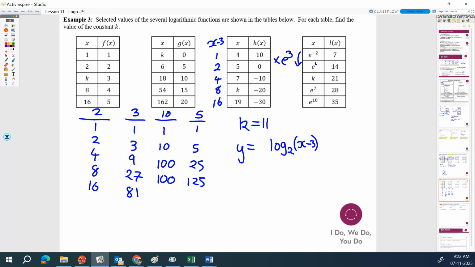So in our last one, what is k going to be equal to? E to the 4.